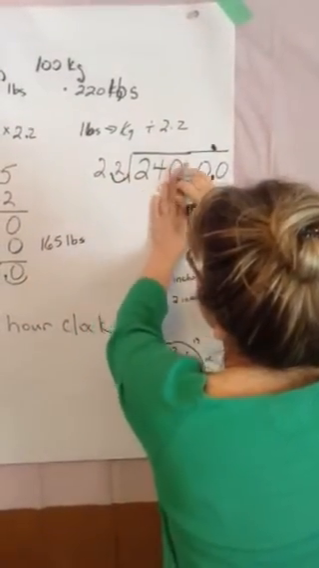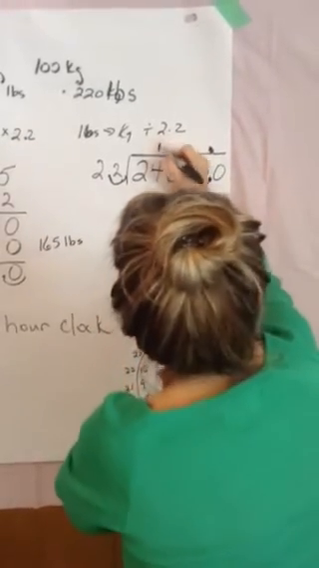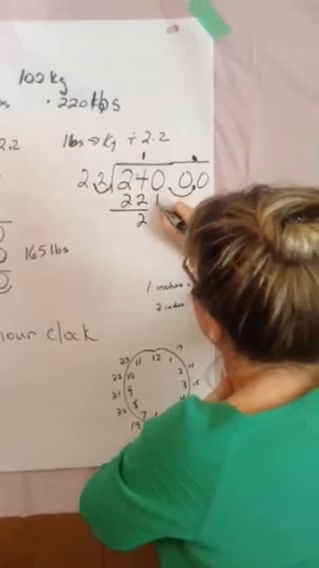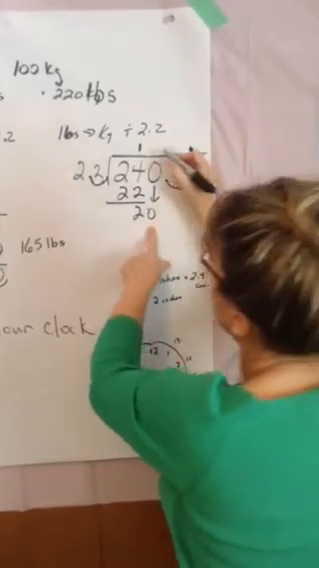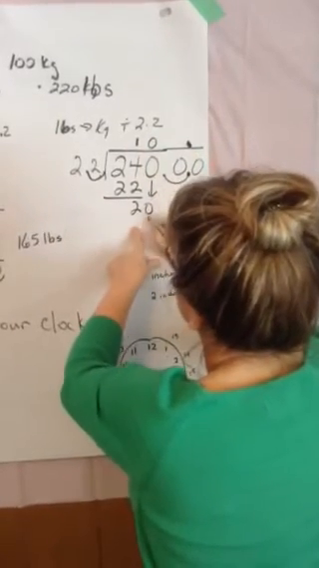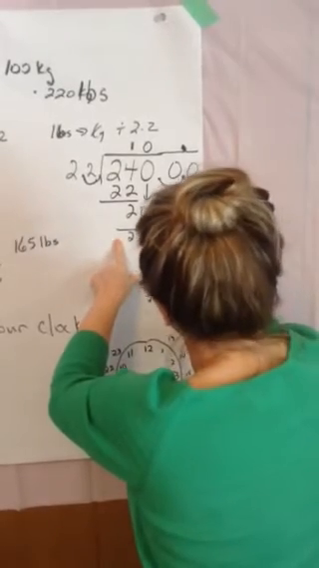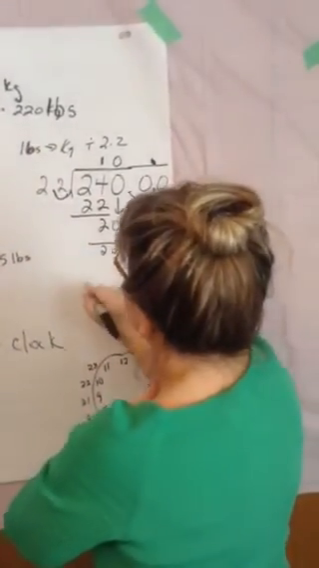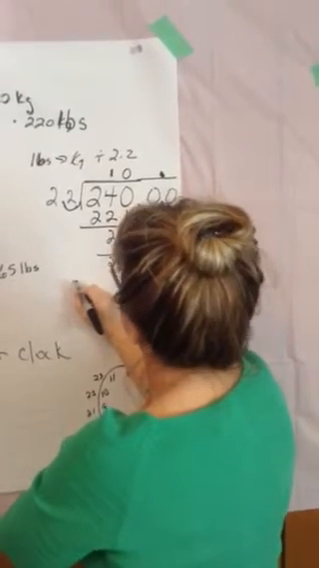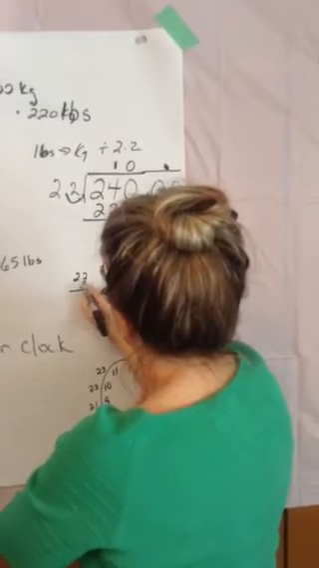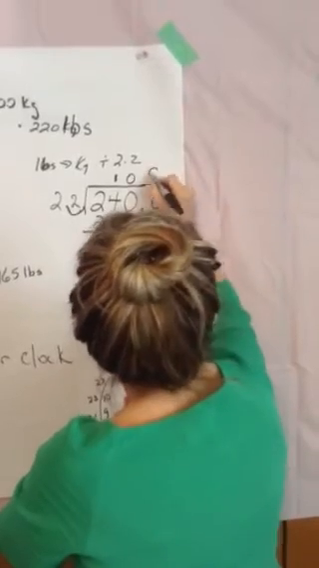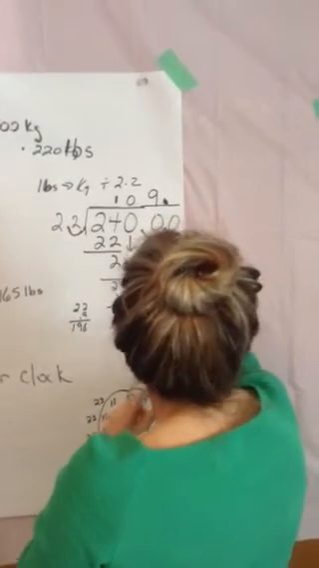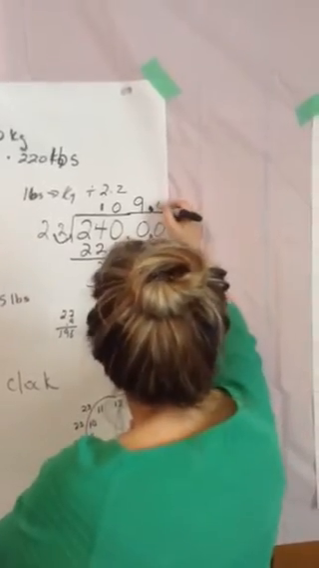Now, 22 into 24 is going to go once. There's my 22. Subtract: 4 minus 2 is 2, and 2 minus 2 is 0. Then bring down the 0. 22 won't go into 20, so I put a 0. Now I have to bring down another 0. 22 into 200, I think it's going to be 9. 2 9s are 18, 2 9s are 18 plus 1 is 19. So we put a 9. That's 198, and we've got 2 left over. We bring another 0 down, and that doesn't go in.